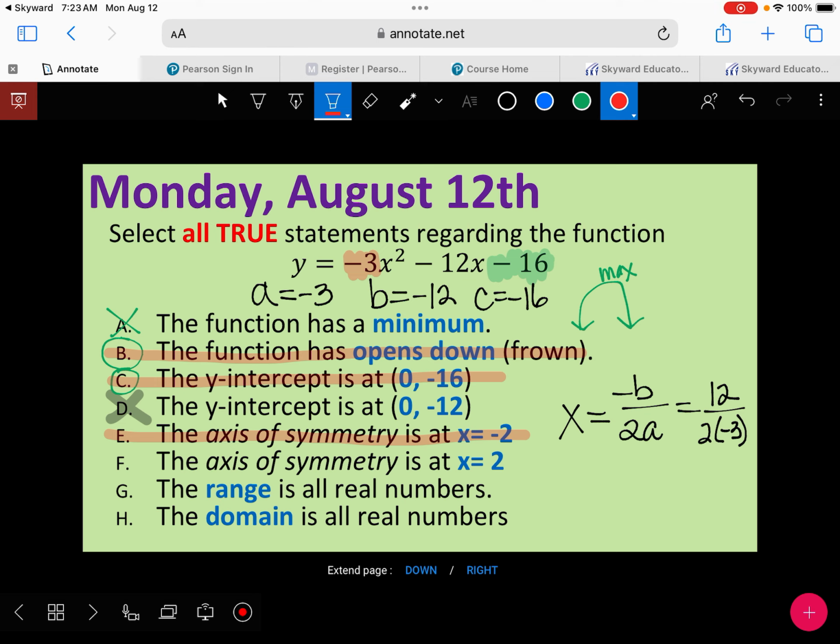And then lastly, which one is all real numbers? One of them is always going to be all real numbers. Is it the domain or is it the range? It's the domain. So this is true. Those are your 4 true statements.